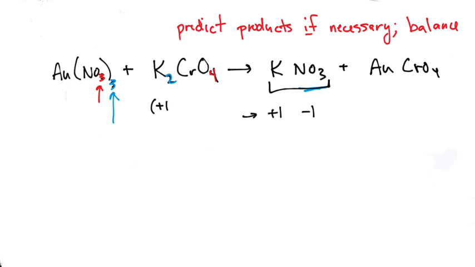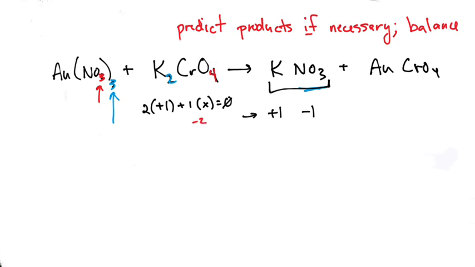A +1. There are 2 potassiums there. Okay? I have 1 chromate. What must its charge be so that I get an overall charge, upper right-hand corner, of 0? It has to be a -2. Okay? So the chromate is a -2.